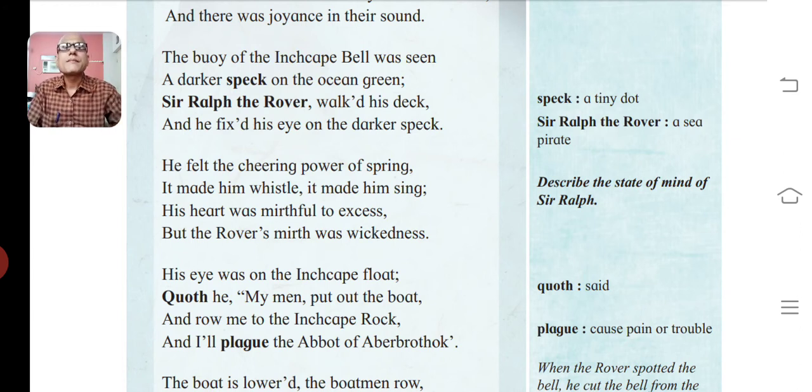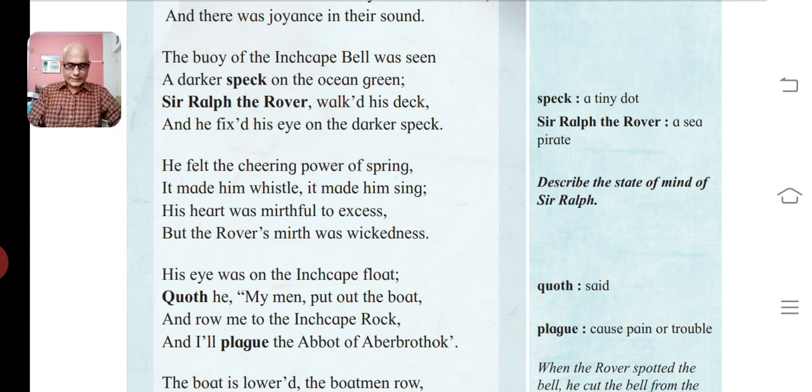Now see the next line in the same stanza. Sir Ralph the rover walked his deck. Here again there is alliteration, as the sound of R is repeated pleasingly at the initial position of the word. Now see the next stanza and the next line. It made him whistle, it made him sing. In this line, the figure of speech is repetition. Here, the words 'it made him' are repeated for emphasis.